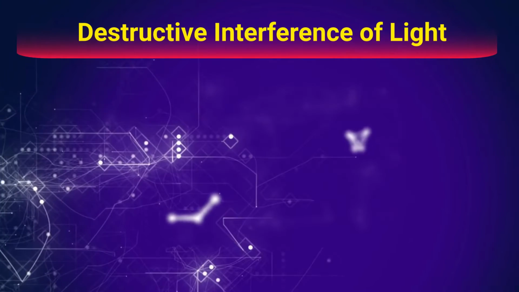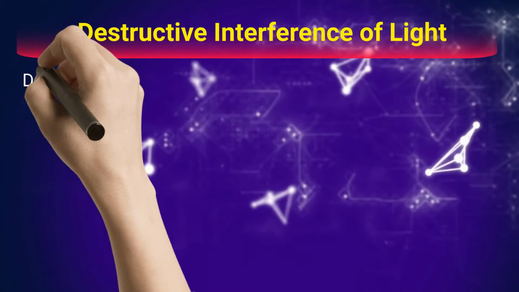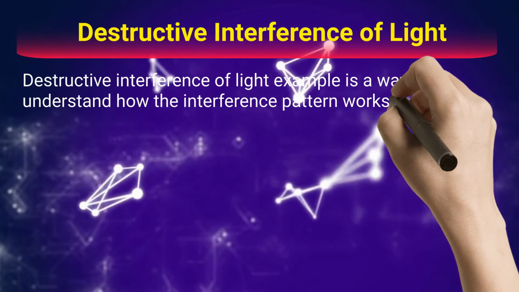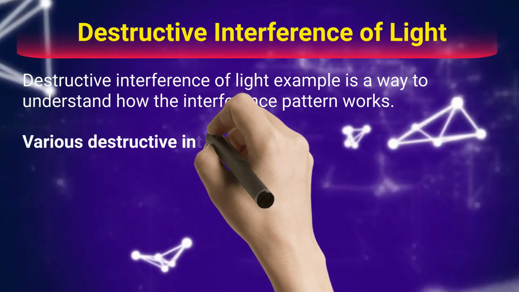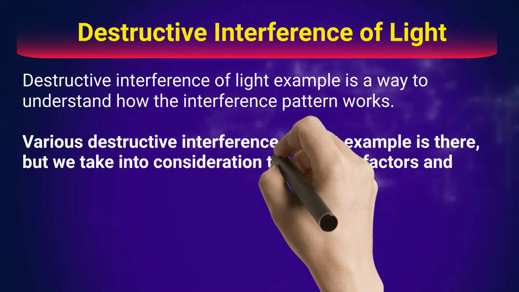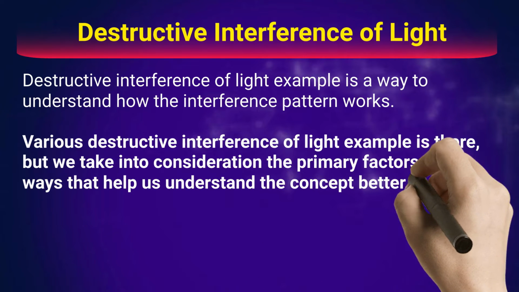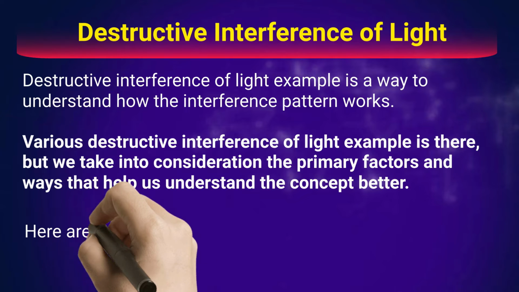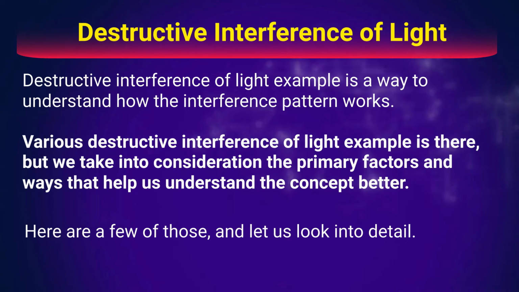Let's start with the objectives of this tutorial. Destructive interference of light example is a way to understand how the interference pattern works. Various destructive interference of light examples are there, but we take into consideration the primary factors and ways that help us understand the concept better. Here are a few of those, and let us look into detail.